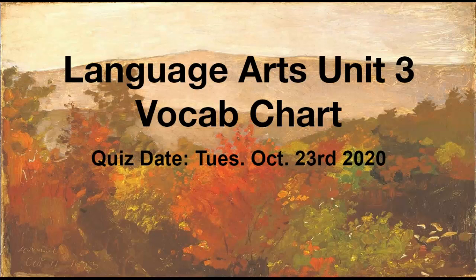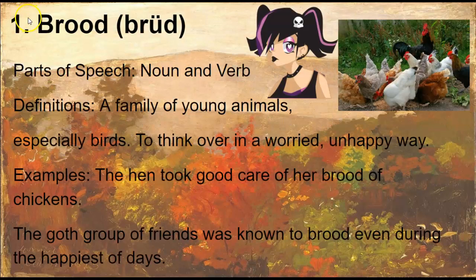This is the Language Arts Unit 3 vocab chart video. The quiz date for Unit 3 vocab, and also the same date your chart is due, will be Tuesday, October 23rd, 2020. So your first word for vocab Unit 1 is brood.